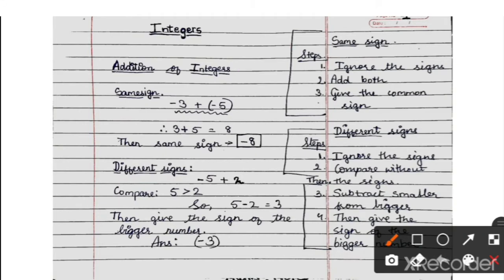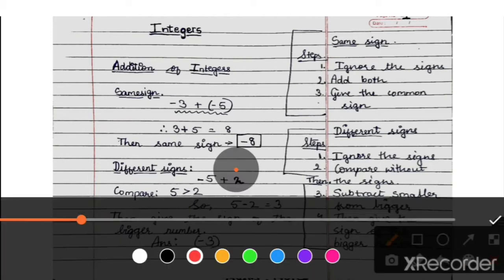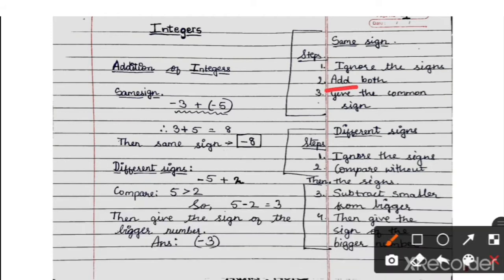When there are integers of the same sign, we can just ignore the signs and then add both the integers and give the common sign. That means here the example is minus 3 plus minus 5. They both have the same sign, that is the minus sign. So we ignore the minus sign, we add both the numbers and then we give again that minus sign to the sum. Okay, now we know how to add integers with the same sign.